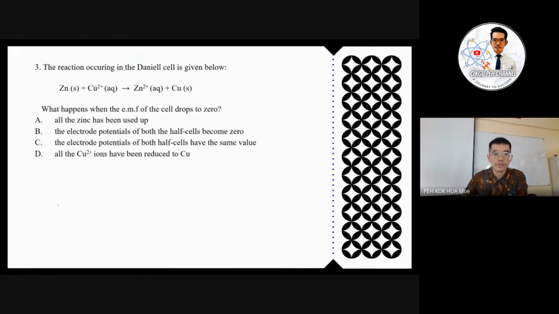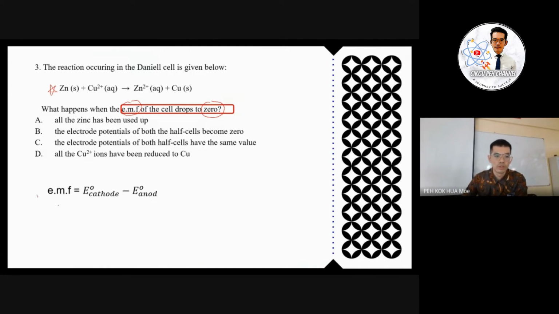The reaction occurring in the Daniel cell is given below. So this is the reaction. What happens when the EMF of the cell drops to 0? So when the EMF cell becomes 0, what will happen?